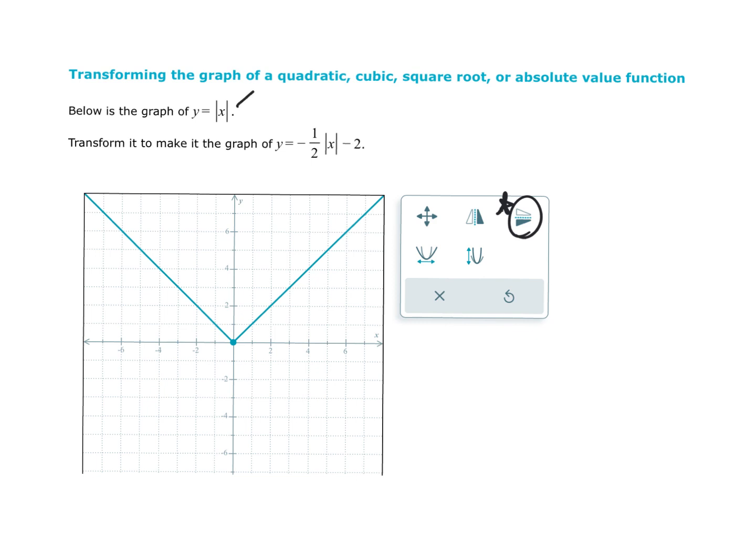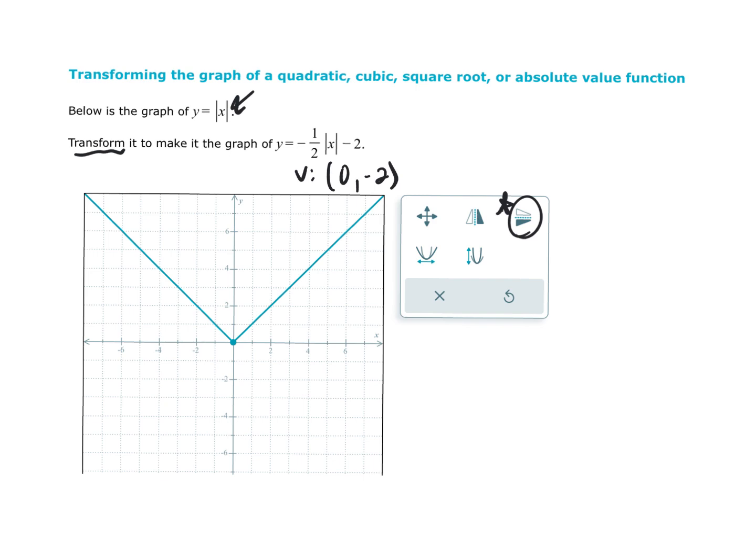They tell us that this is the graph of y equals the absolute value of x. And you can see our nice V, it is the absolute value of x. And we're supposed to transform it to make this graph. Well, let's start with our vertex. Our vertex is 0 because there's nothing in with x, and -2 for the y.